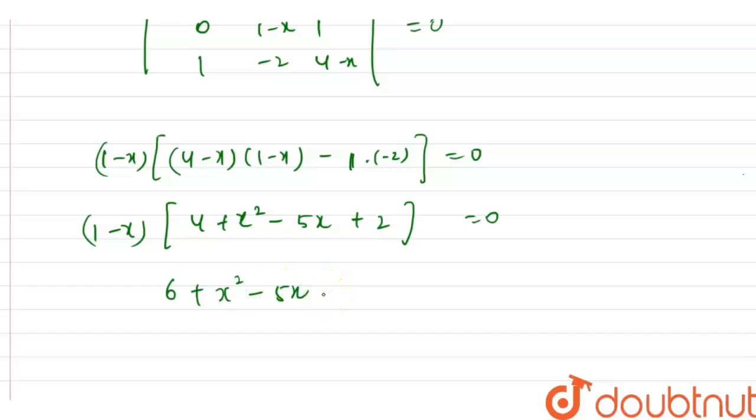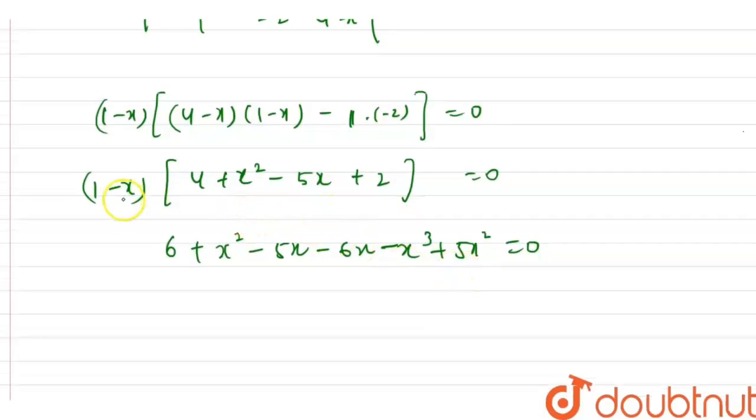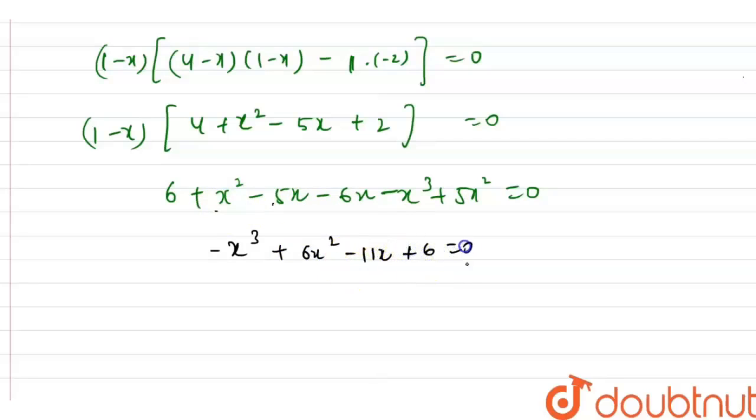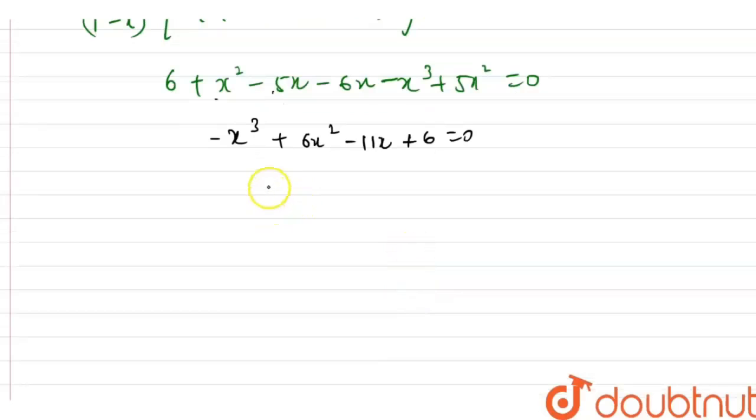minus 5X minus 6X minus X cube plus 5X square equals 0. Okay, I just multiplied this bracket with this 1 minus X, and here I'm going to solve this a little. So it will be minus X cube plus this X square plus 5X square. It will be 6X square. This minus this, it will be 11X with the negative sign, plus 6 equals 0. Okay, from here I can solve this a little. So it will be 6 equals X cube minus 6X square plus 11X.